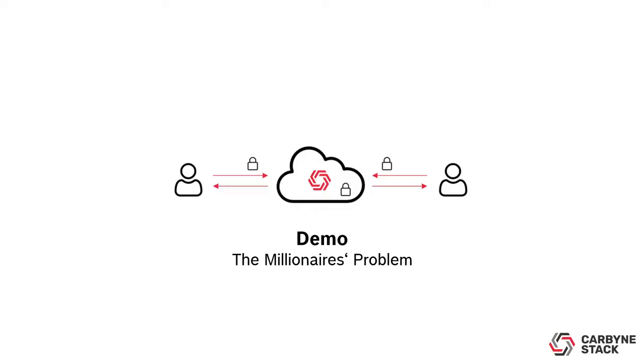Demo: The Millionaire's Problem. In this demo, you will learn how to solve the millionaire's problem using an MPC function deployed on Carbyne Stack. To do so, we use a variation of Andrew Yao's millionaire's problem, that is the secure multi-party computation problem of deciding which of two millionaires, Alice and Bob, is richer without revealing their actual wealth. Since the conception of the problem, the world has moved on, and we better speak today not of two millionaires, but of two completely fictional billionaires called Jeff and Elon.